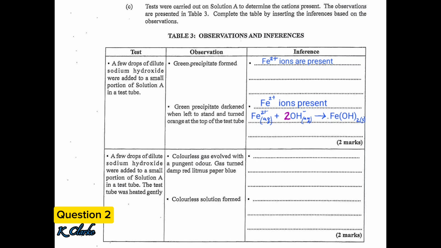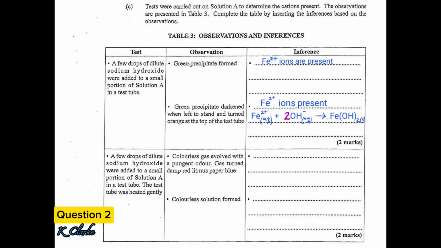Second test. A few drops of dilute sodium hydroxide were added to a small portion of solution A in a test tube. The test tube was heated gently. First observation, colorless gas evolved with a pungent odor. Gas turned damp red litmus paper blue. Second observation, colorless solution formed.